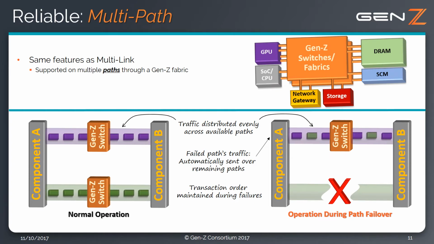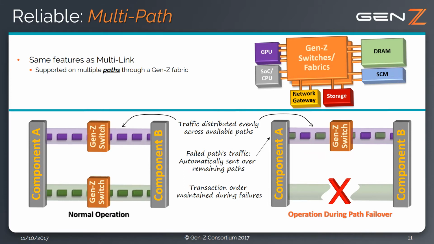Gen Z also supports a multipath feature that is similar in operation to multilink, but applies to any arbitrary path through a switched Gen Z fabric of any topology. As illustrated in the figure at the upper right, instead of connecting parallel links between the same components, one or more links are connected to one switch, and one or more links are connected to other switches. Now there are multiple paths between components over which traffic traverses different switches.